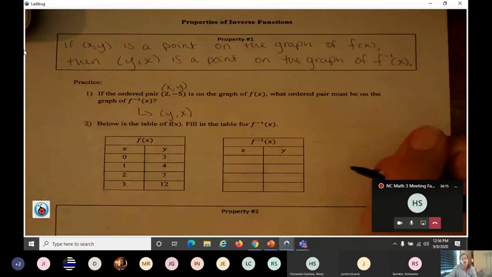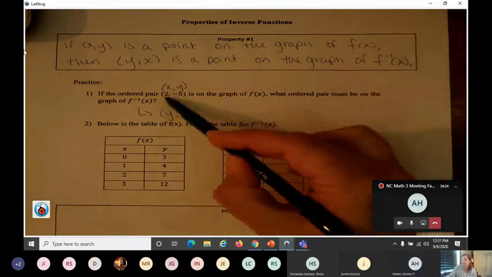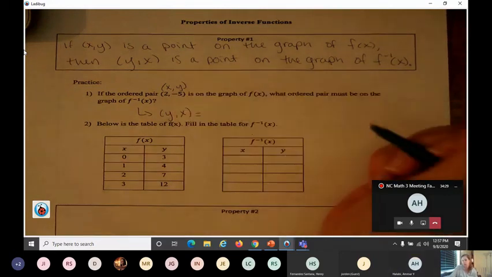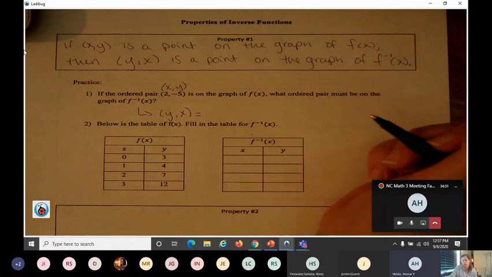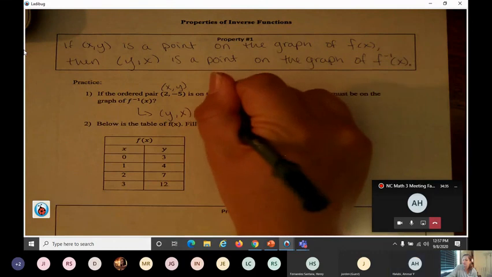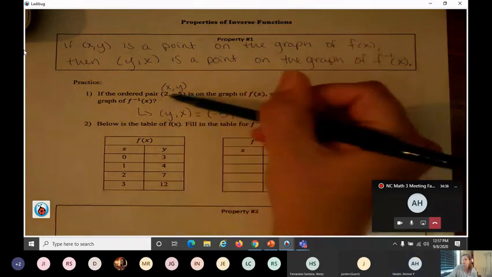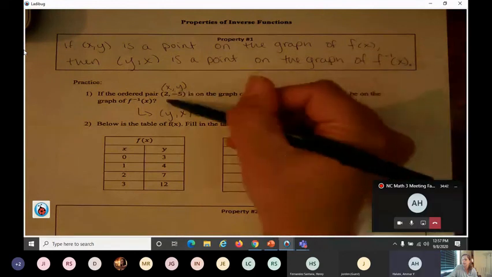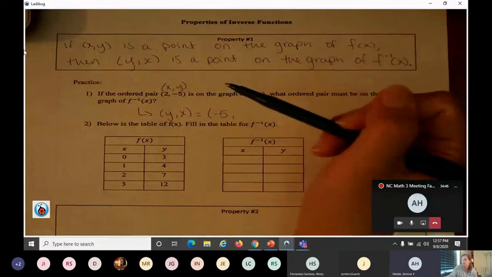Okay, so Amar, are you there? Yeah. So what should my point be? The point on the original was 2, -5. What should my point be on f inverse? -5, x. -5, -2, and then the x value was? What was the x value on the original? What was that? I don't know.